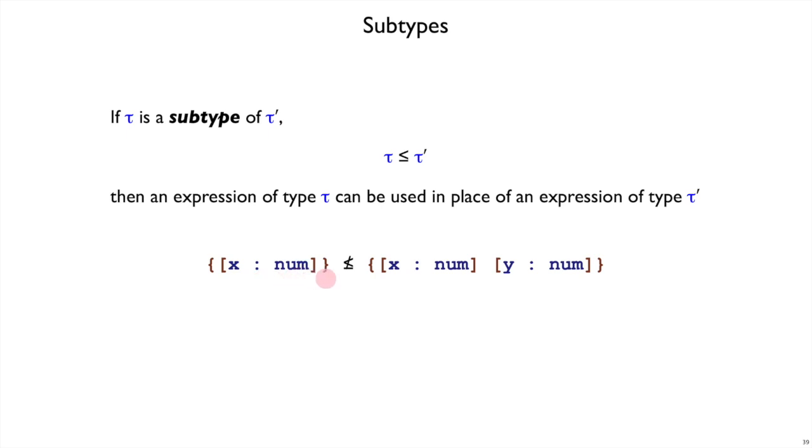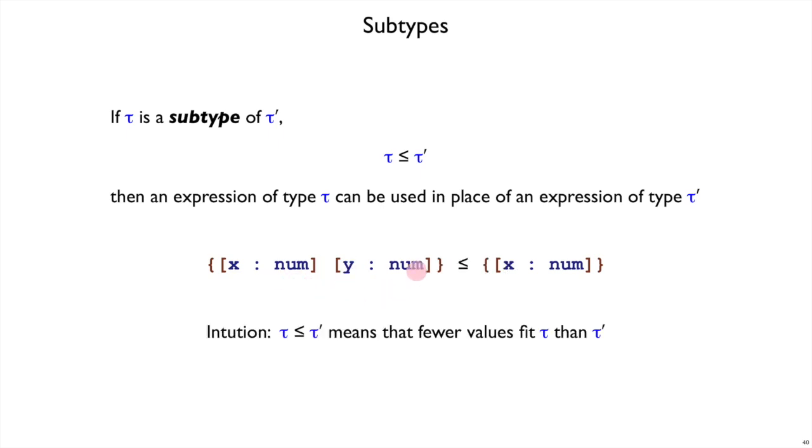This smaller record type is not a subtype of the record type that has x and y because the context might actually try to use the y. So the intuition on this less than is not a size, as you can see, because this one looks smaller on paper. The intuition is that a type is a subtype when it corresponds to a smaller set of values.